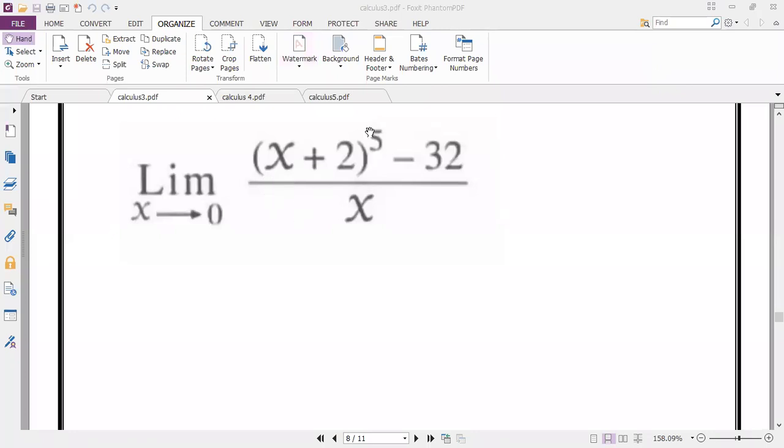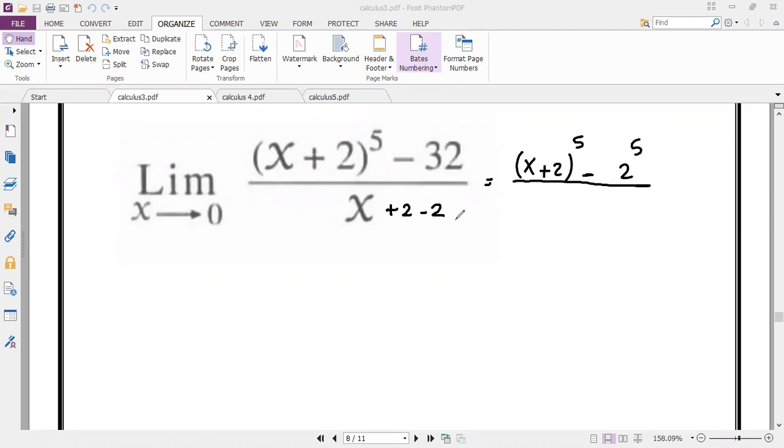If we look at this limit here, we have x plus 2 all raised to the power of 5 minus 32. So it's x plus 2 to the power of 5 as it is. We can just write 32 as 2 to the power of 5. What about this x here? We can just add 2 and subtract 2.